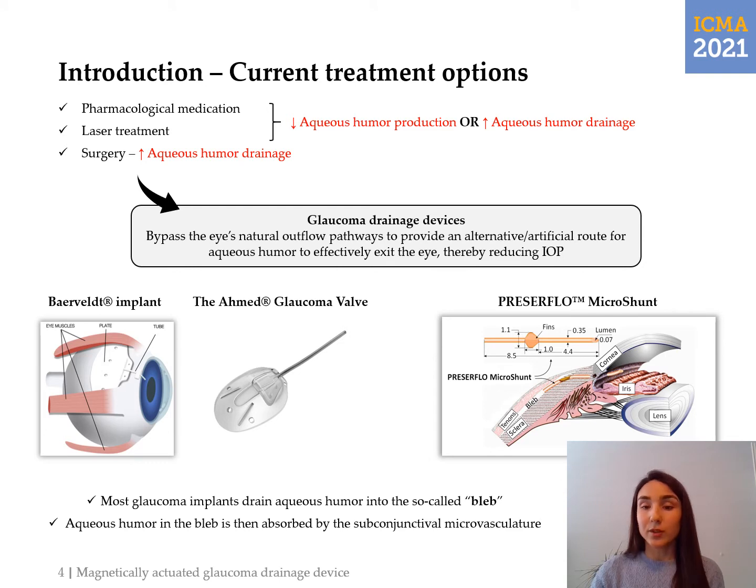Anyway, most of the glaucoma implants, including the ones that you are seeing here, drain the aqueous humor into the so-called bleb, which is no more than a pocket of fluid that is formed in between the sclera and the subconjunctival tissue or Tenon's capsule. The aqueous humor that flows from the anterior chamber through the implant into this bleb will then be absorbed by the microvasculature present in the subconjunctival tissue that is on top of this bleb, and this helps reduce the intraocular pressure in the eye.